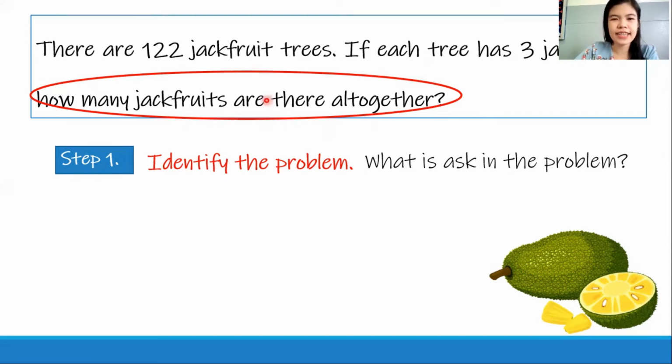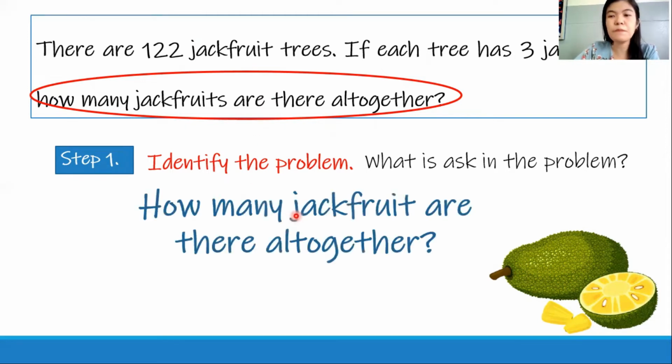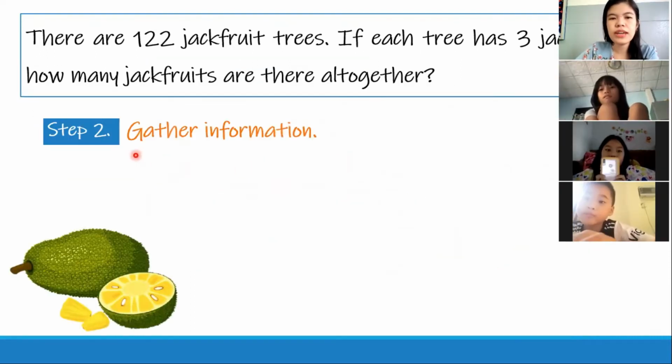Okay. Yes, that's right. So this is our step 1. We are looking for how many jackfruits there are all together. All right, so this is step 1. There's step 2: gather information.